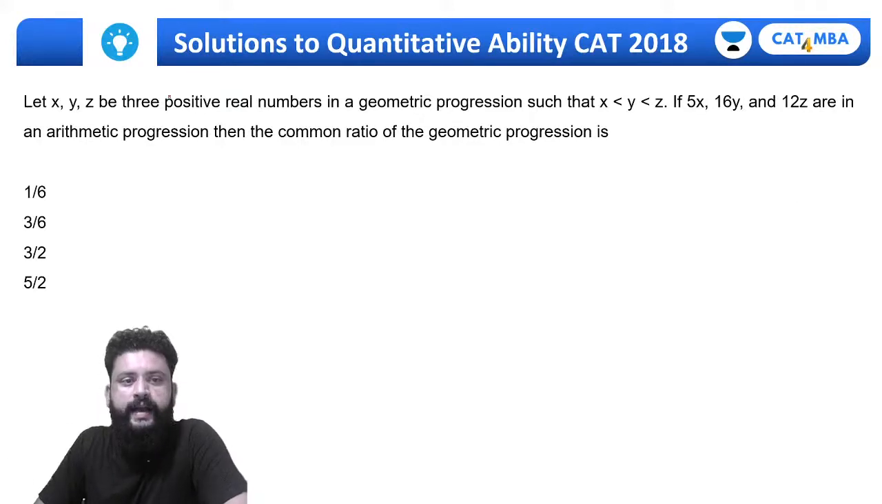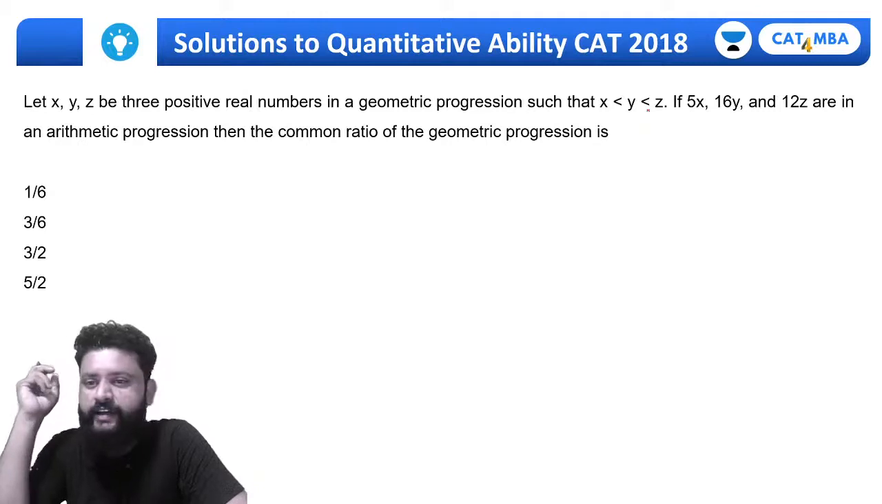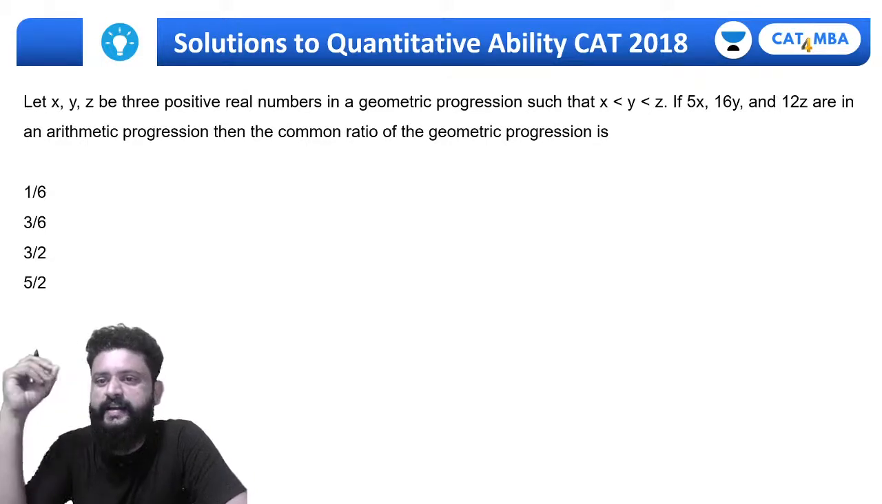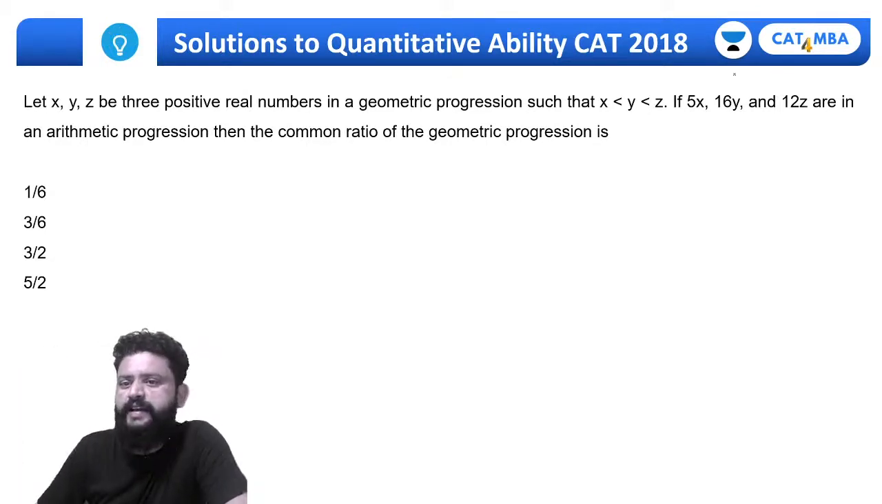Let x, y and z be three positive real numbers in a geometric progression such that x is less than y is less than z, so z is the greater one. Then 5x, 16y and 12z are in arithmetic progression. Definitely this one will be greater, this will be less than that, right? That's what you can assume.